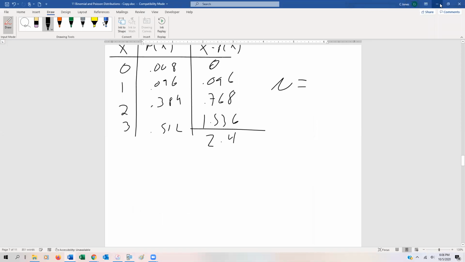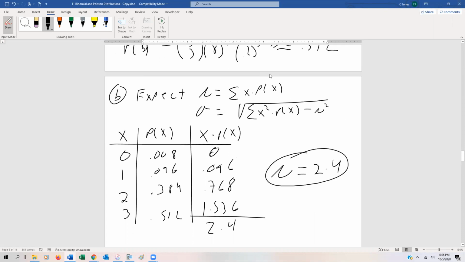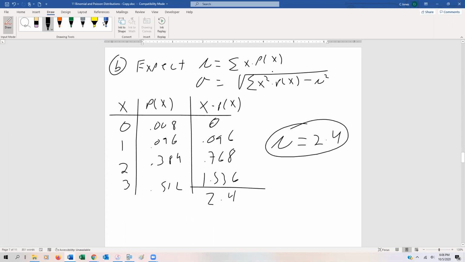So our mean, and I didn't ask you to interpret it, but the mean is 2.4 in this problem, right? That means we would expect about 2 or 3, all right, because it's right in the middle. So that means we know about 2 or 3 of the 3 property crimes would be solved. That's what we expect, okay?